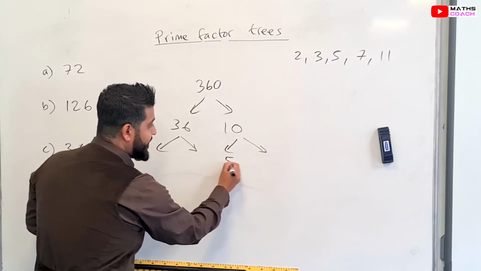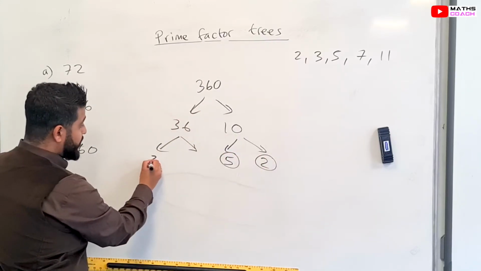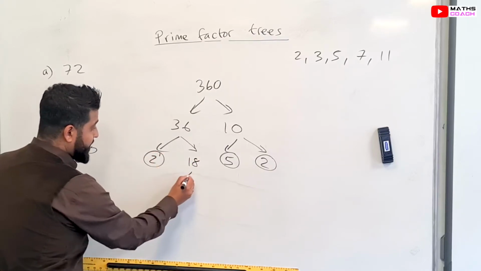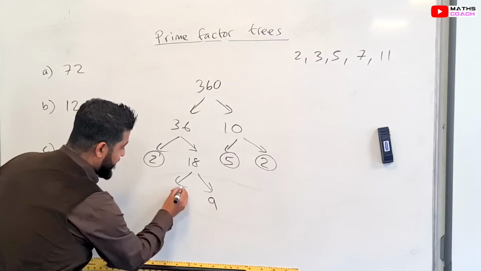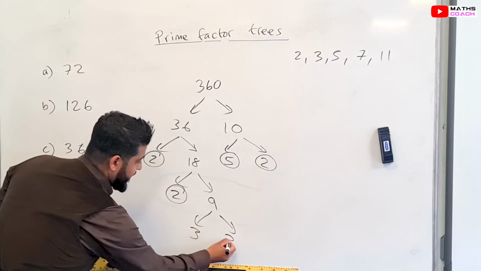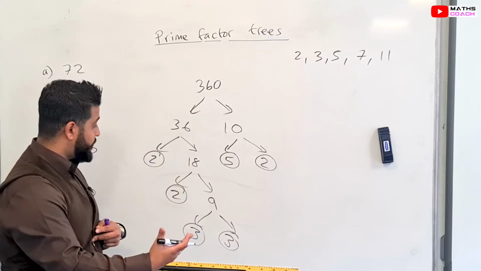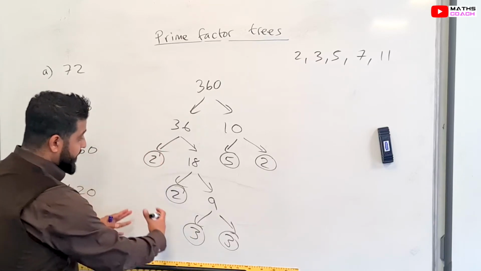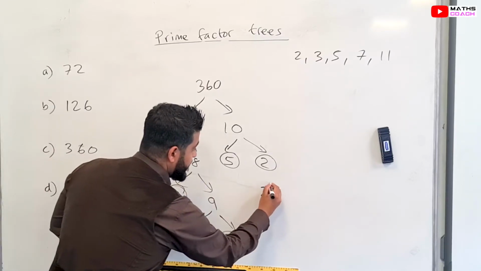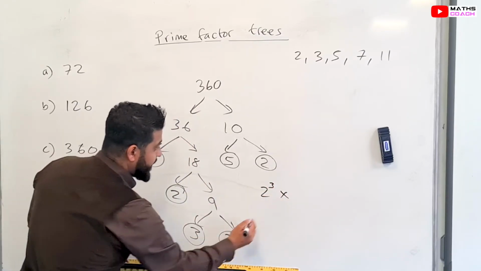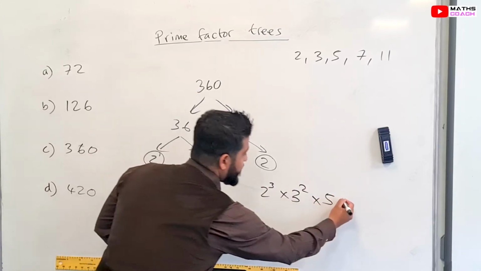So 10 is 5 times 2, and both of them are prime numbers. And 36, I can divide by 2, so 2 and 18. And that is also divisible by 2, so 2 and 9, so 2 and 3 and 3. Of course, 18 can also be divisible by 6 and 3, and you could have done that too. So this is what I have. Now I'm going to multiply all of them together. So 1, 2, 3 2's, so 2 to the power of 3, times by 3, so 3 squared, and times by 5.